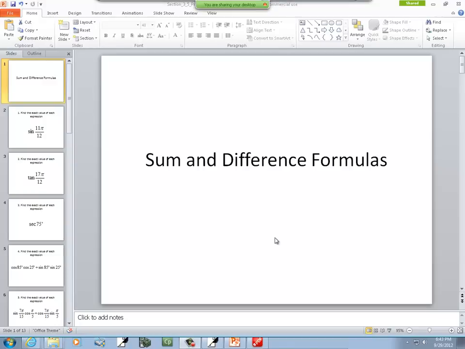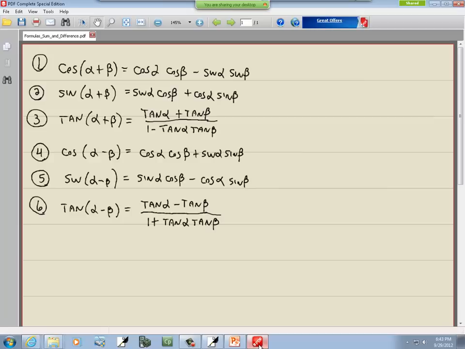Let's take a look at sum and difference formulas. And first, go over our formulas. We have the sum ones first. We have cosine of alpha plus beta is equal to cosine alpha cosine beta minus sine alpha sine beta. We have sine alpha plus beta is equal to sine alpha cosine beta plus cosine alpha sine beta. And tangent alpha plus beta is equal to tangent alpha plus tangent beta all over 1 minus tangent alpha tangent beta.